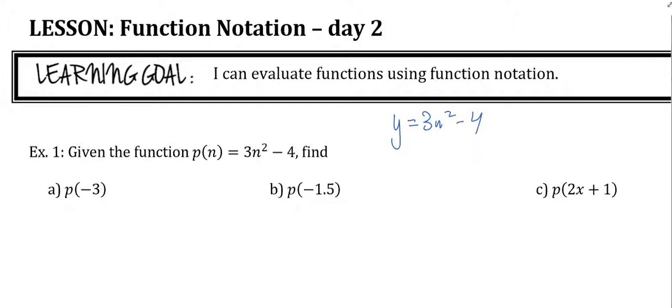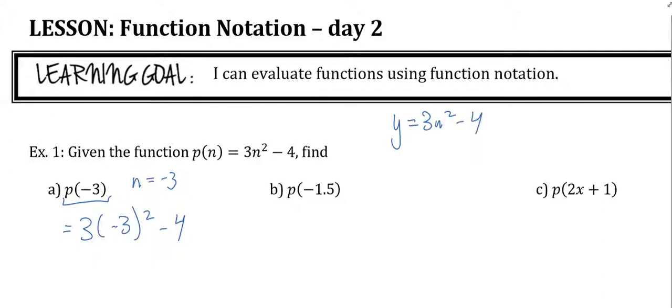So this is p at n equals 3n squared minus 4, and then it wants us to do p at negative 3. So this is telling us that our n equals negative 3. So I can substitute negative 3 in for n in the expression. And then I just evaluate.